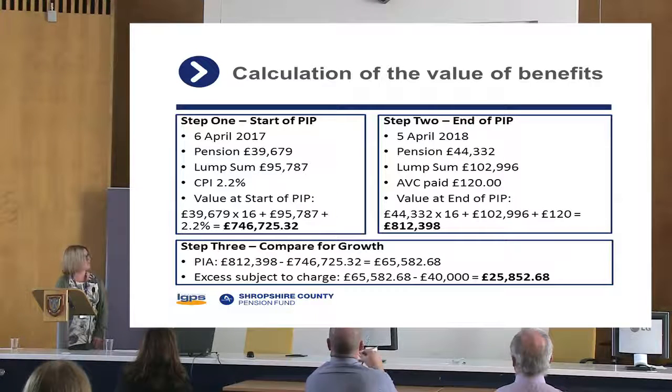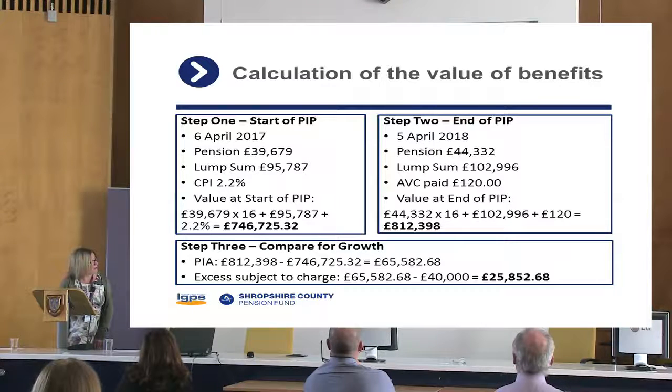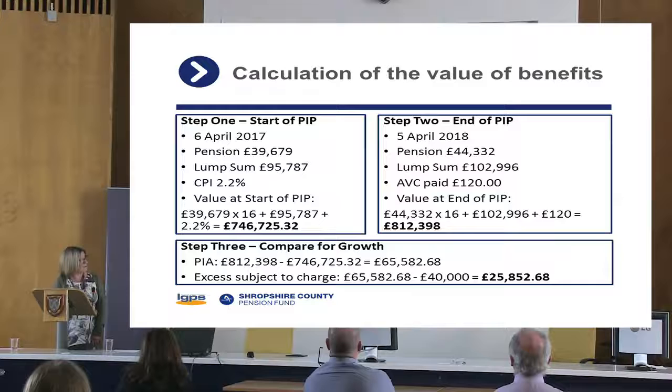So then, step 3, we need to compare the values to see if there's any growth in benefits. So for this person, the growth in benefits is £65,582, and you check this against the annual allowance limit of £40,000, and this person has actually exceeded the annual allowance by £25,852, and that is subject to a tax charge.